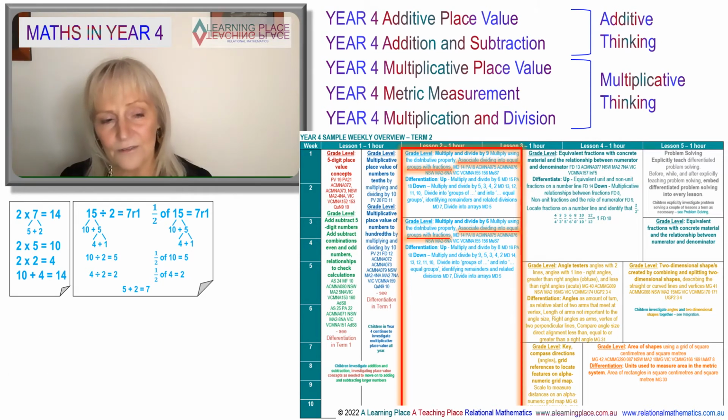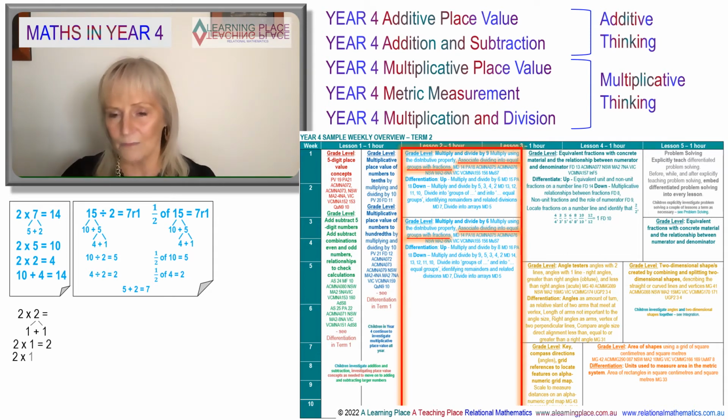Now in year 3, I've even had kids who don't know what 2 times 2 is. So they literally go 2 times 2, they partition the 2 into 1 and 1, and they go 2 times 1 is 2, 2 times 1 is 2, which is going to be 2 plus 2, which is 4. And it works with any size numbers.